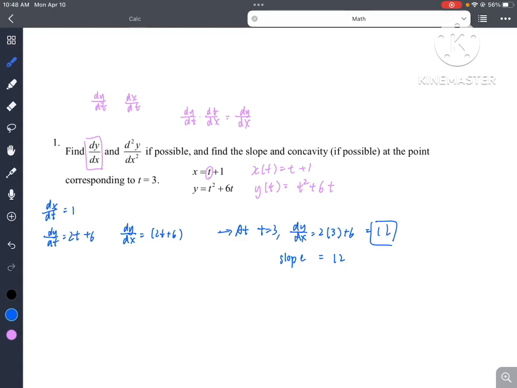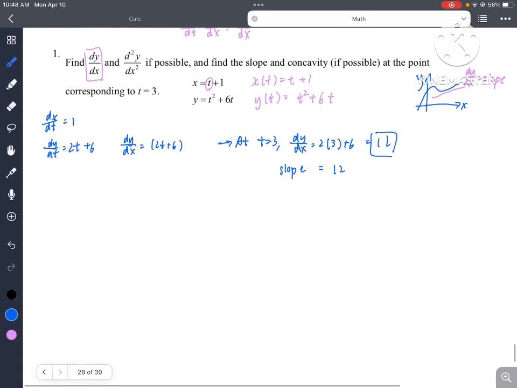One common misunderstanding or mistake in this kind of question is that students may put dy over dt as the slope, but that's not right, because even though it's expressed with a parameter, the function is still on the xy plane. So only dy over dx is the slope. Okay, so now we have found this. Let's try to find the second derivative.